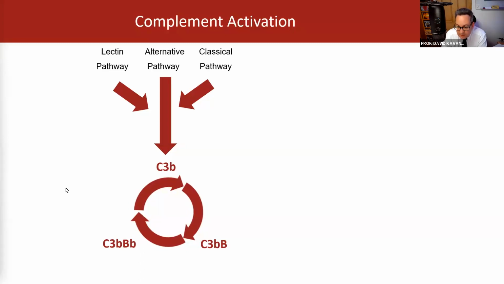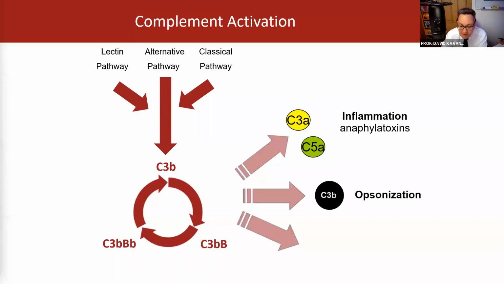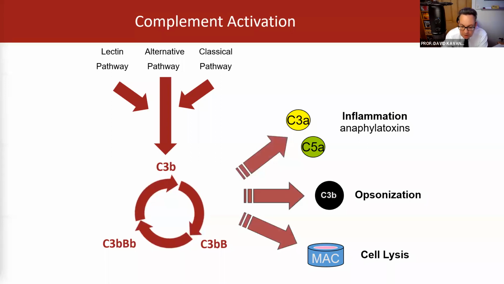C3b binds to factor B, which is cleaved by factor D to form C3bBb, which cleaves more C3b, resulting in the amplification loop. Unchecked, this leads to the formation of the anaphylatoxins C3a and C5a, the opsonin C3b, and the membrane attack complex. So it evolved to kill bacteria, but it's not great for host cells.